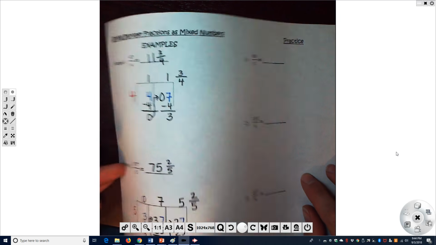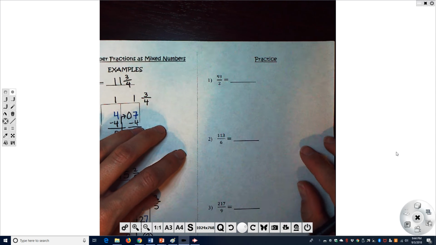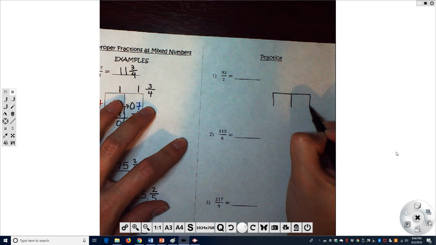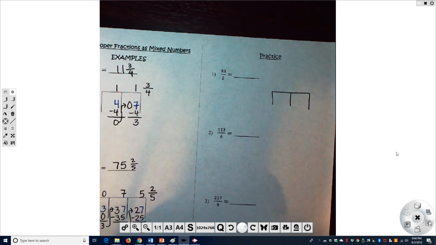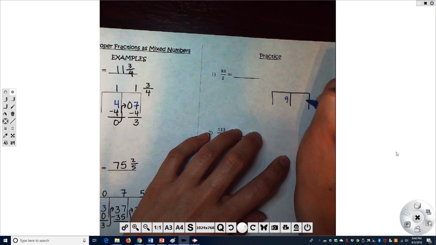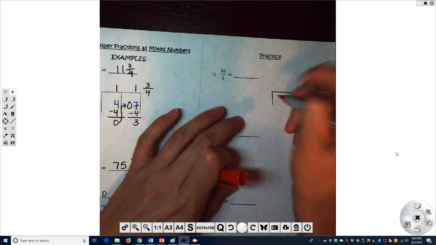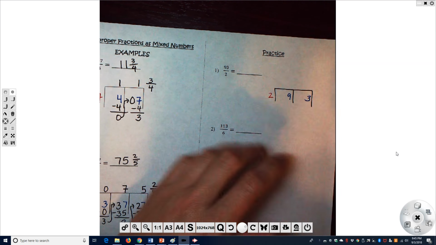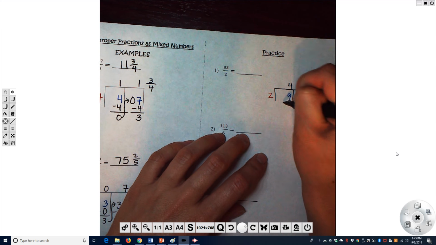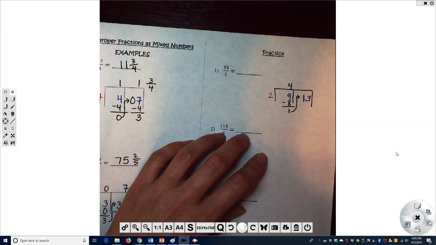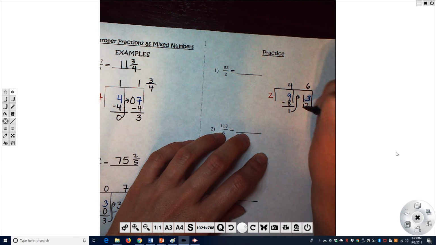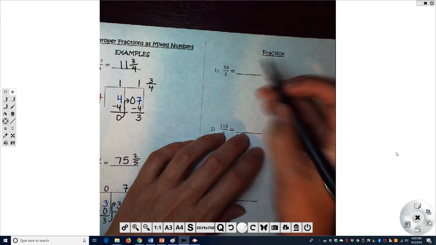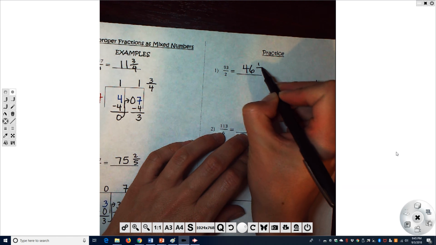Okay, please try practice problem number 1, 93 over 2. So you're going to have to draw your own boxes here for this method. 93 goes here. 2 times 4 is 8. 2 times 6 is 12. So our answer is 46 and a half.